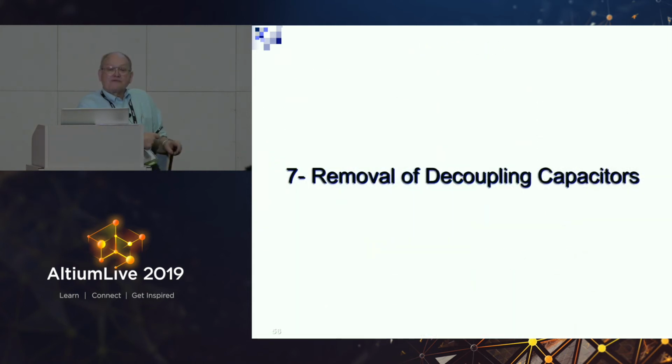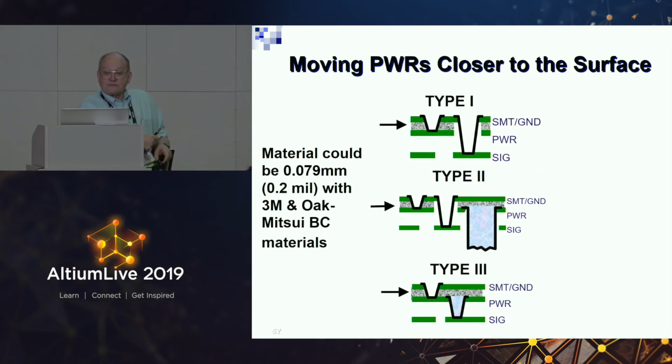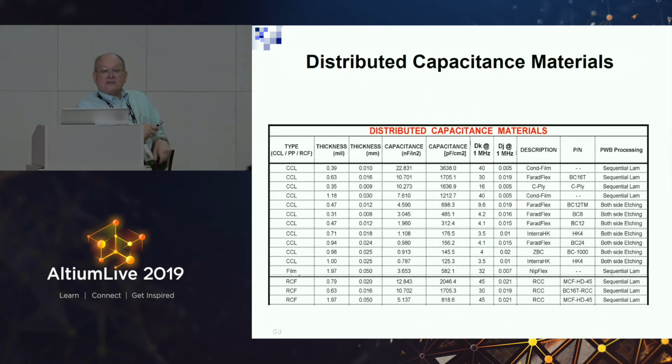Number 7, removal of decoupling capacitors. So I talked about distributed capacitance. When you're in high frequency, there is so much inductance associated with a chip capacitor that no surface mount capacitor can ever handle the high frequency noise. There's just too much serial inductance. You actually have to have power ground layers close together in order to shunt that noise. And so these are the distributed capacitance materials.